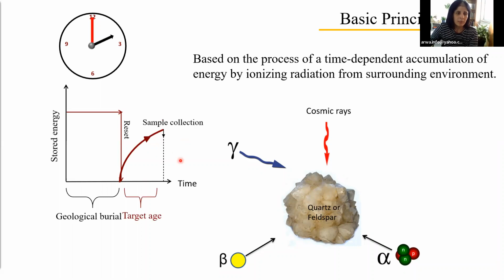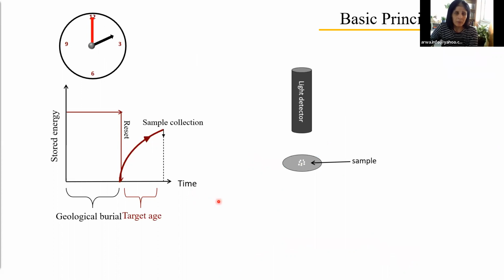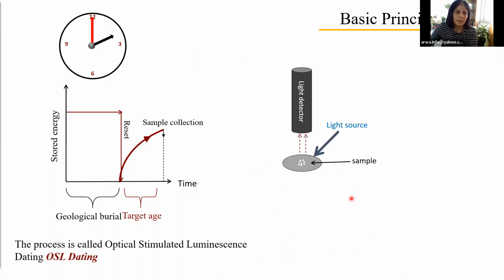And when we do the sampling, we are dating the target event, which is the last time the material was exposed to heat or to light. In the lab, we extract the feldspars and quartz. We measure the amount of energy stored by shining light on the mineral. And we calculate the total energy stored, calibrated in terms of dose, and divide it by the rate of storing energy per year, known from the radioactivity background in the burial environment. And that's how we calculate the OSL age.